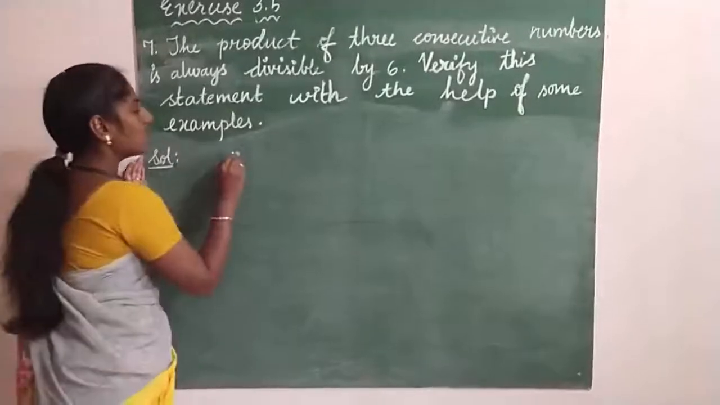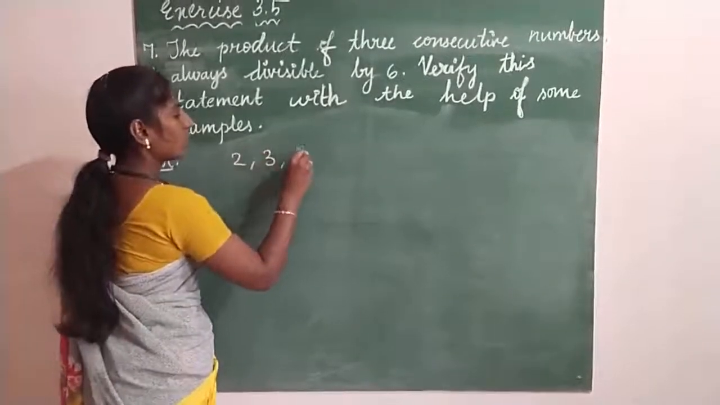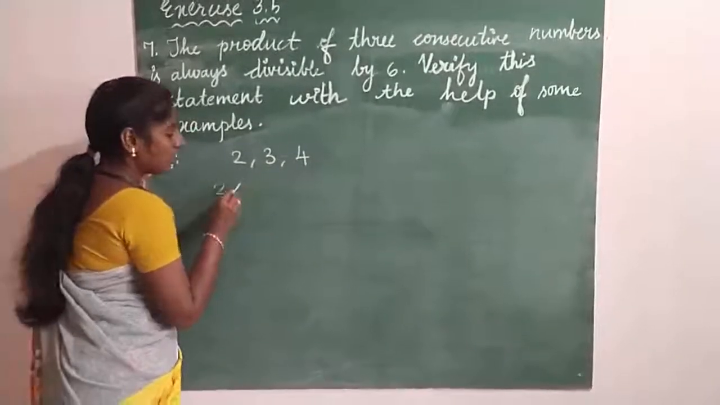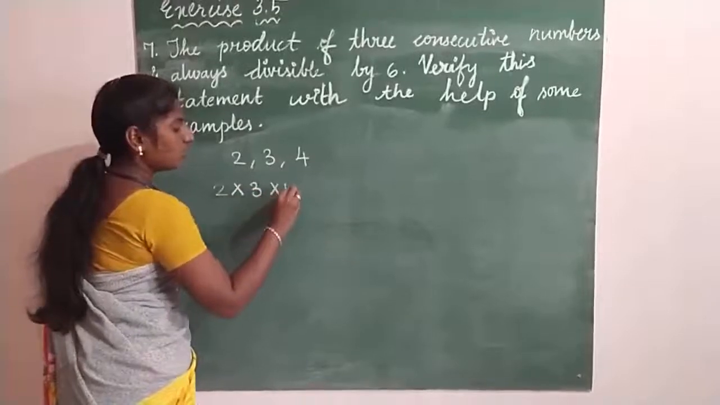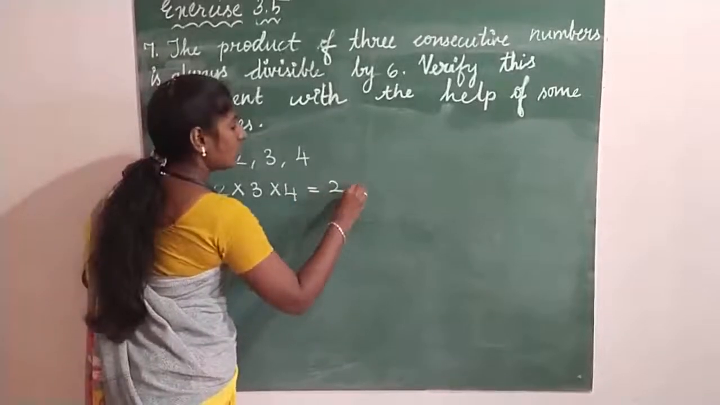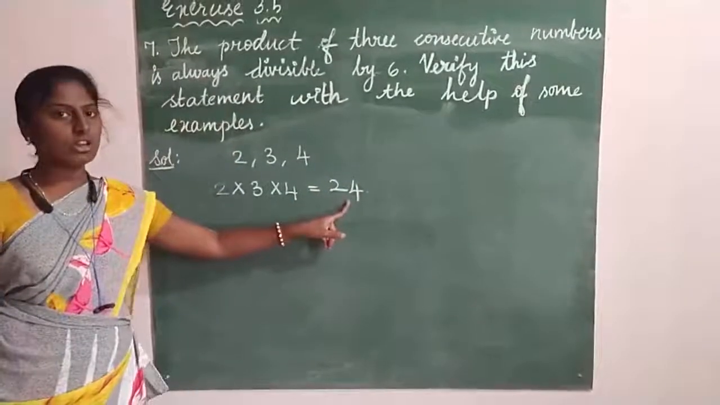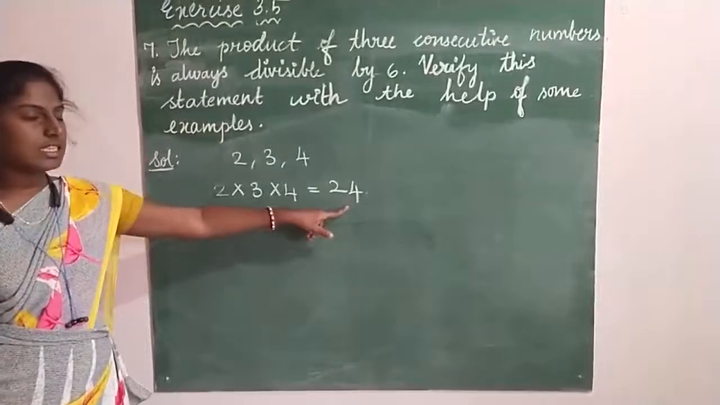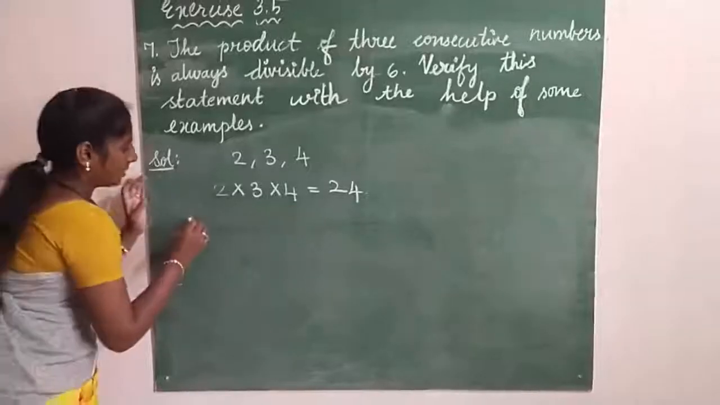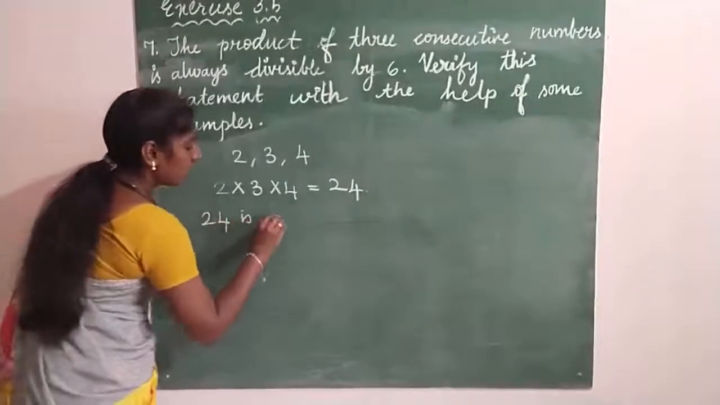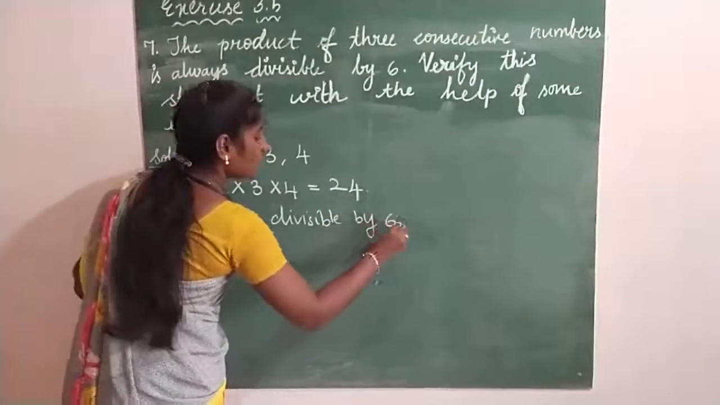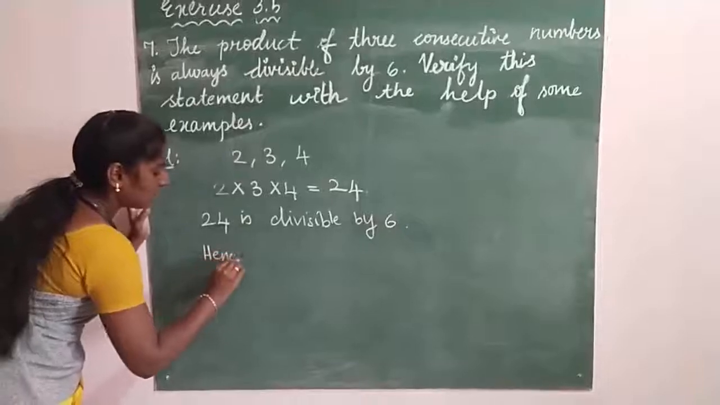Okay, so let me take 2, 3 and 4. What is the product of 2, 3 and 4? Product is nothing but multiplication, right? So 2 into 3 into 4. What is 2 into 3 into 4? 2 3s are 6 and 6 4s are 24. Is 24 divisible by 6 or not? Yes, it is divisible by 6, right? Because 6 4s are 24. 24 is divisible by 6. Hence, the statement is verified.